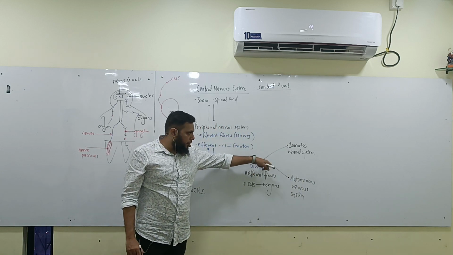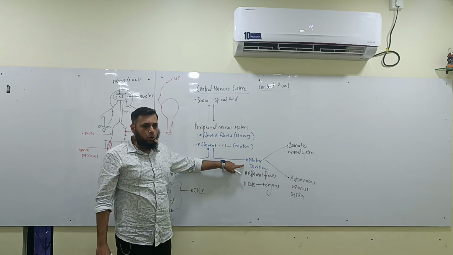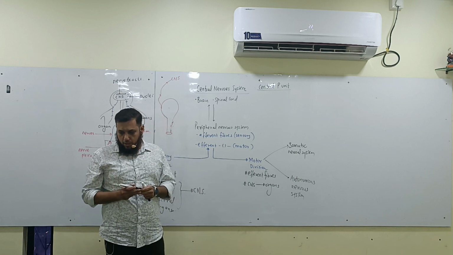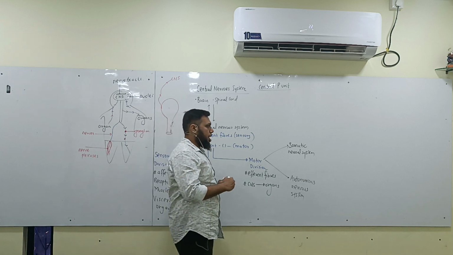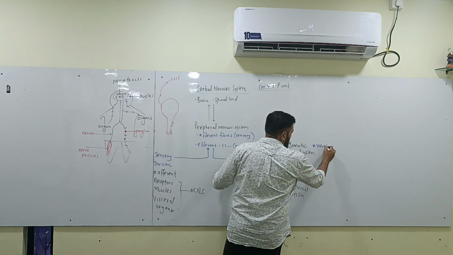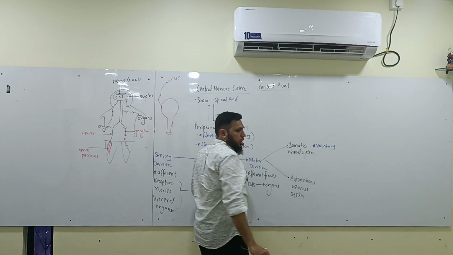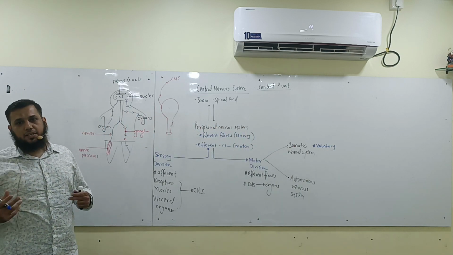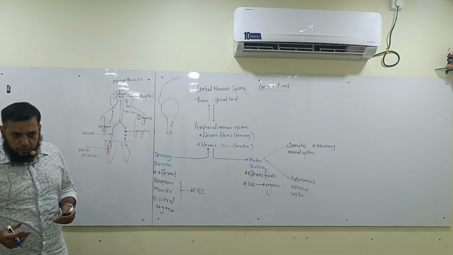What is the similarity between both of them? That they are what? But they will consist only of which fibers? Efferent fibers. But the difference is the somatic neural system consists of the voluntary division. Voluntary means that which works according to your own will, your own wish.